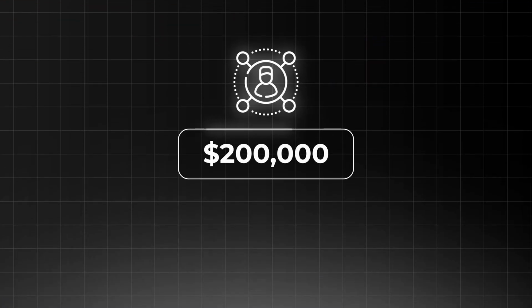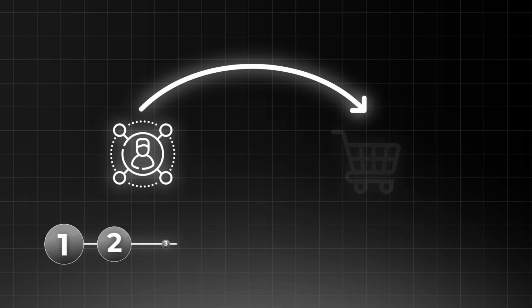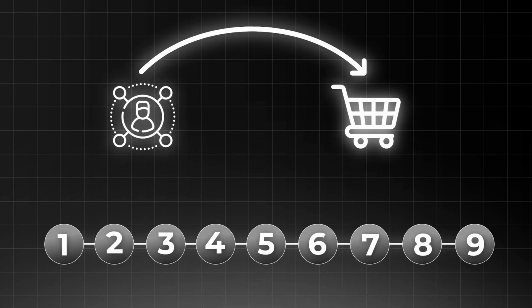In this video, we are going to take an old affiliate site that used to do 200K in profit between the years 2016 and 2021. And we're going to turn that into an e-commerce store using our 9-step process.